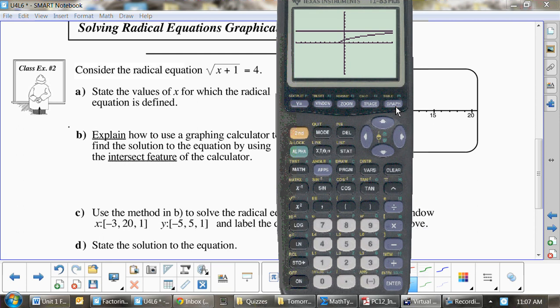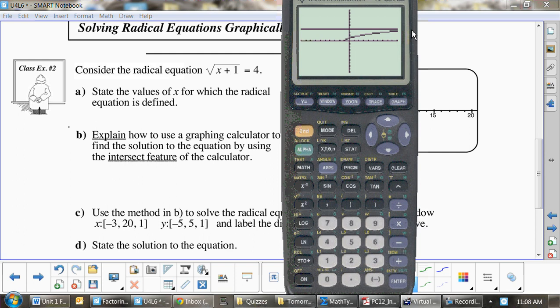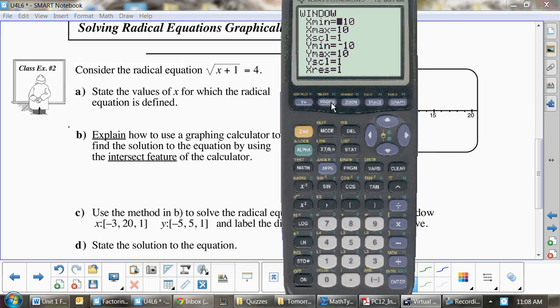So how am I going to find the answer? Actually, that sometimes turns into a wild goose chase because when you zoom out, it makes this. But really, do I need all that other stuff on the left side? Is it going to come over here? It's over here somewhere. So which of these window settings should I be changing? X max. So I could change it to 20.